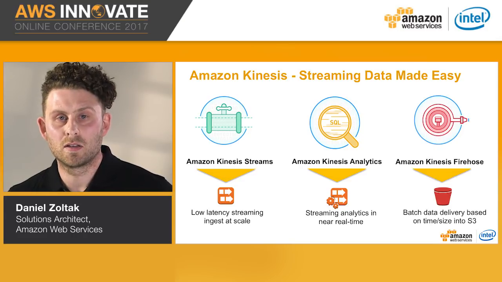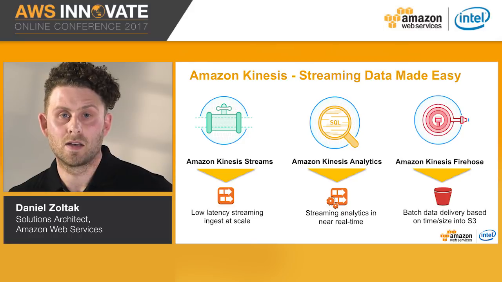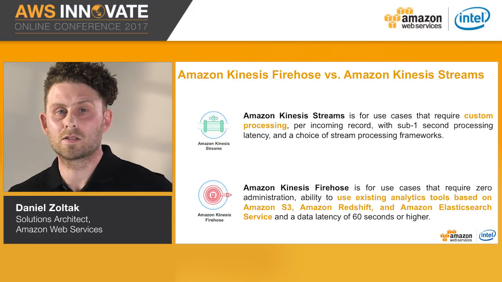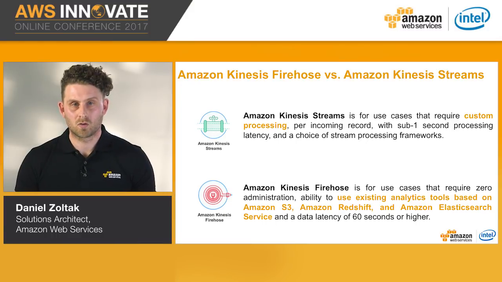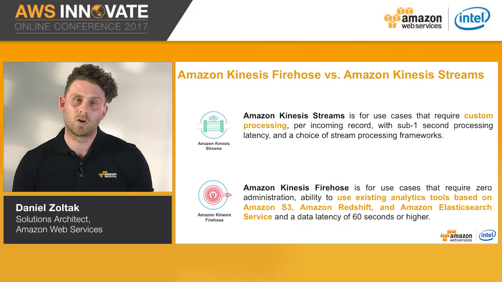Kinesis Firehose is for batch data delivery and is buffered based on time and size, and then is batch loaded into supported data stores. Now let's contrast Kinesis Firehose versus Kinesis Streams. Kinesis Streams is for the use case of custom processing per incoming record and can be delivered and processed with sub 1 second latency. A stream can be processed with EC2, Lambda, or on-premises compute using custom applications.